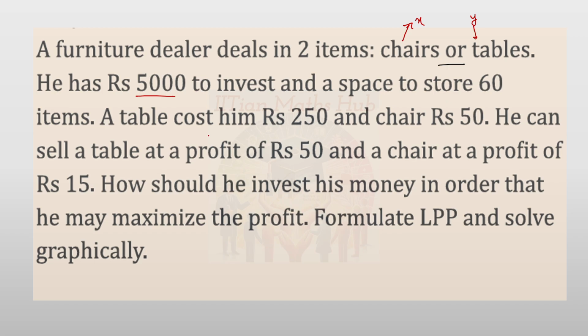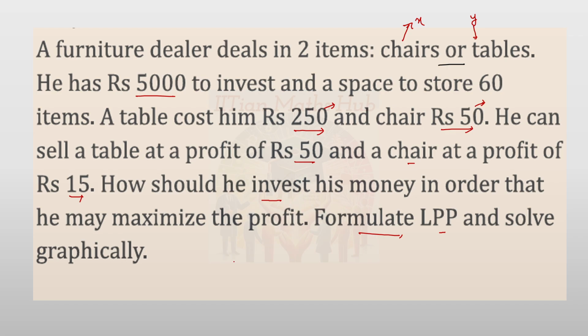A table costs him 250 rupees and a chair is 50 rupees. So 250 into X, 50 into Y. He can sell a table at a profit of 50 rupees and a chair at a profit of 15 rupees. How should he invest his money in order that he may maximize the profit? Formulate the LPP and solve it graphically.